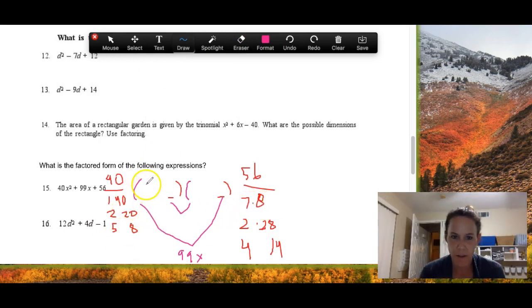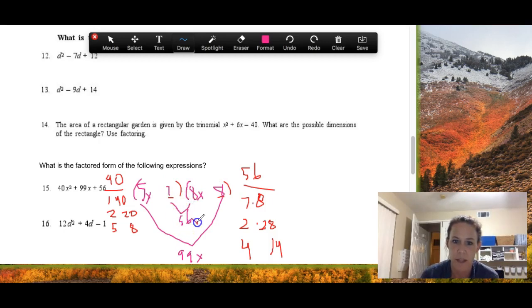Let's go ahead and try 5 and 8. Let's try 5x and 8x, and we're trying to get to 99x. So let's try 7 and 8. They seem reasonable. Let's see what happens. I know 7 times 8 is 56, so this would be 56x. And then 5 times 8 is 40. Do 56 and 40 make 99? No.